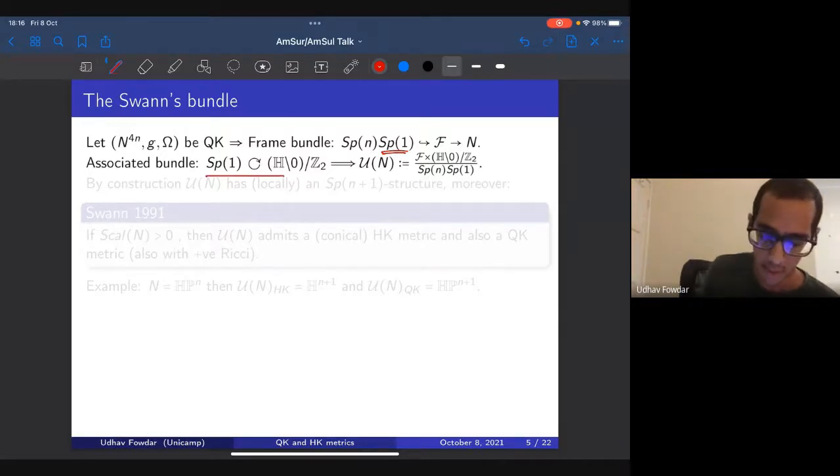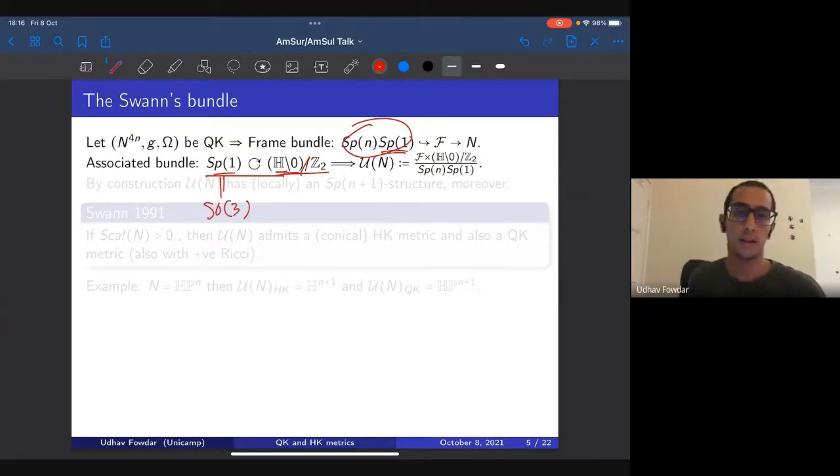Now, Sp(n) has a natural representation on H, but the problem is that in this definition of the holonomy group, there's a Z2 involution that you have to mod out by. There's this Z2 ambiguity. So in order to get a well-defined action, you have to mod out your space by Z2. Then you get a fixed point. So if you want something smooth, you better take away the origin. If you do that, then you get a nice representation of Sp(n)·Sp(1). So really, you should think of it as a representation of SO(3) on the space. And then you can make the associated bundle construction, and you get the Swann bundle.